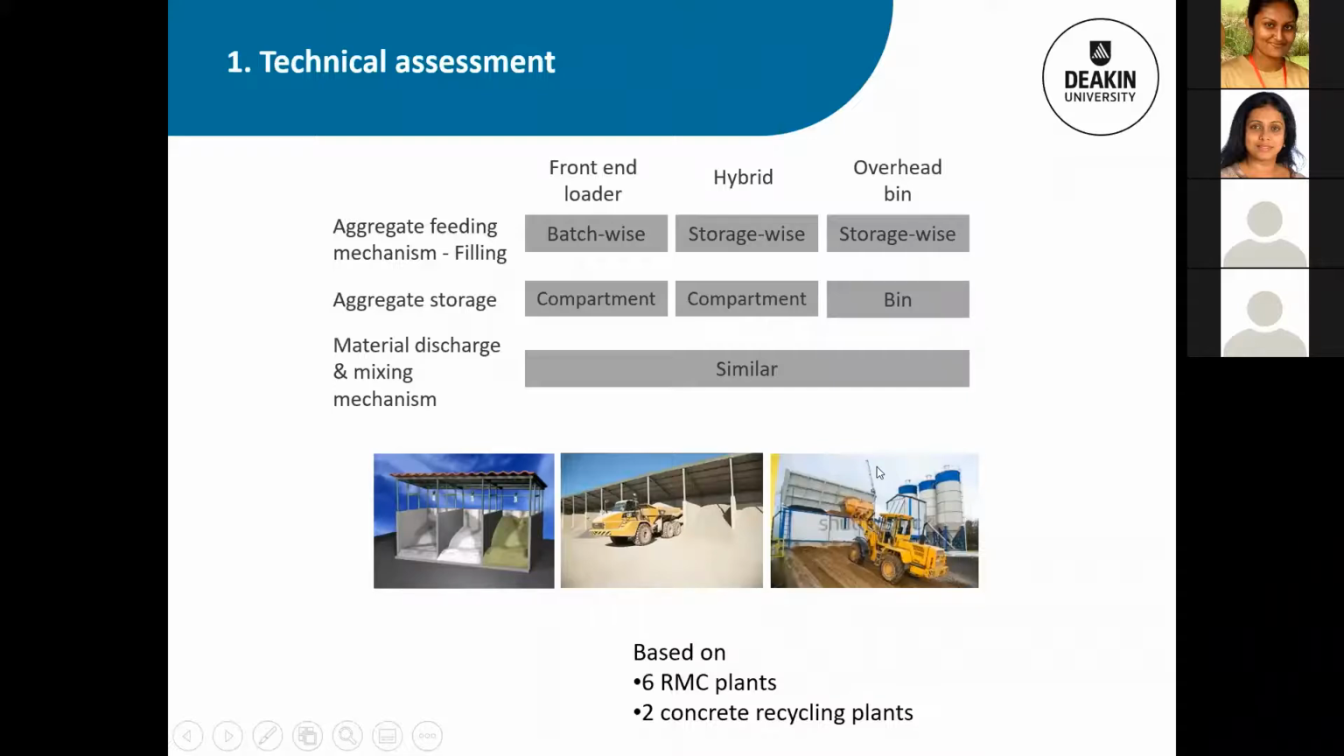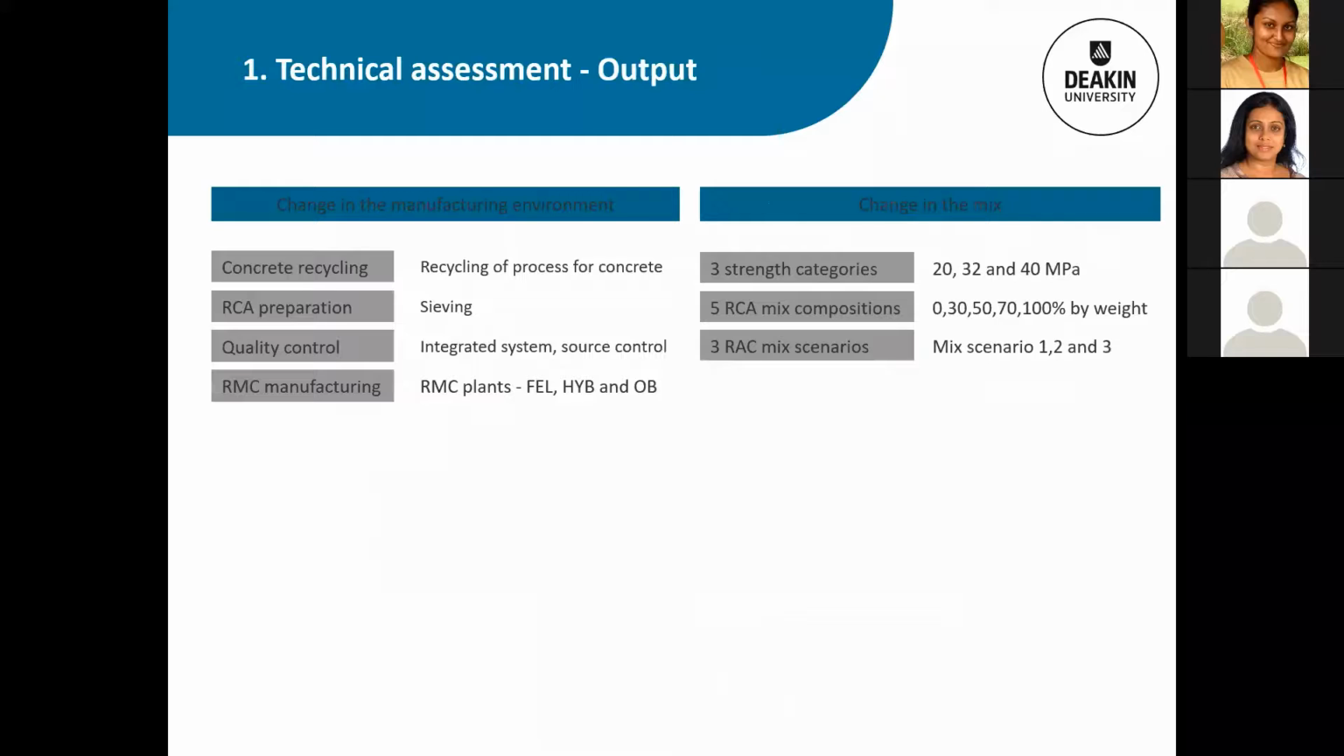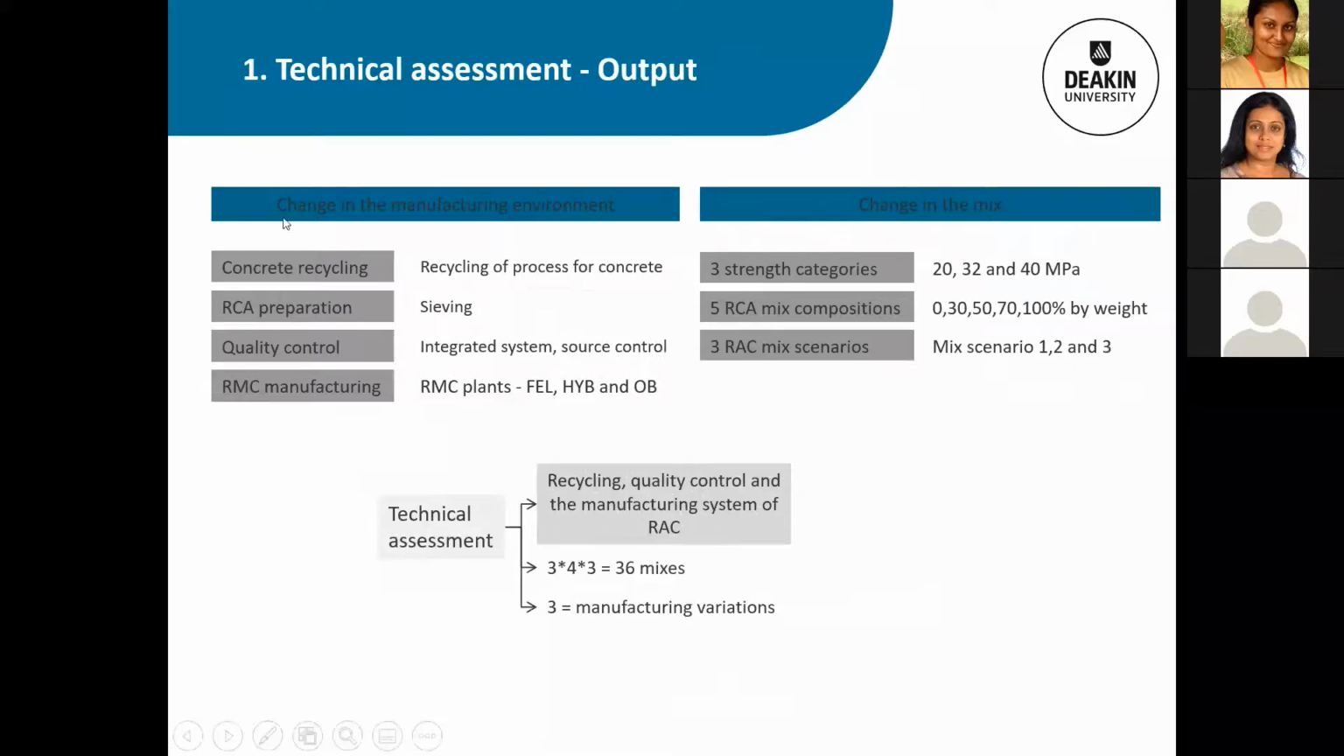So that was what I needed to assess to conduct especially capital intensive modifications required. As a summary, for changes in the manufacturing environment, I assume that we use the current recycling process. Fine aggregate and coarse aggregate was separated using a simple sieving process. Quality control, an integrated quality control system had to be introduced. So there are multiple quality control points, as well as additional costs accounted for additional quality control operations.